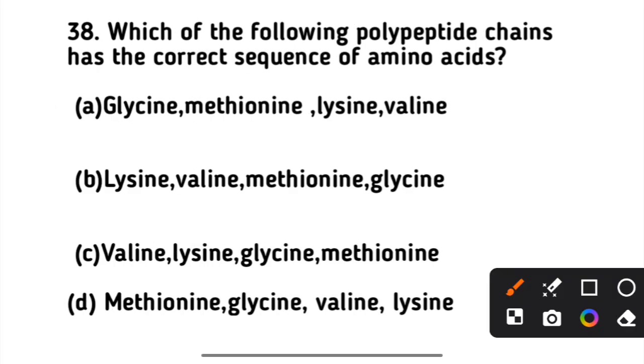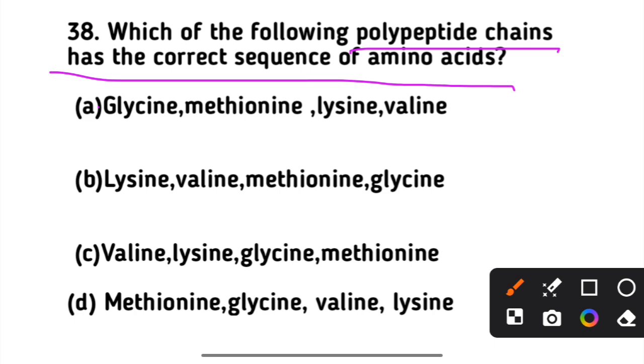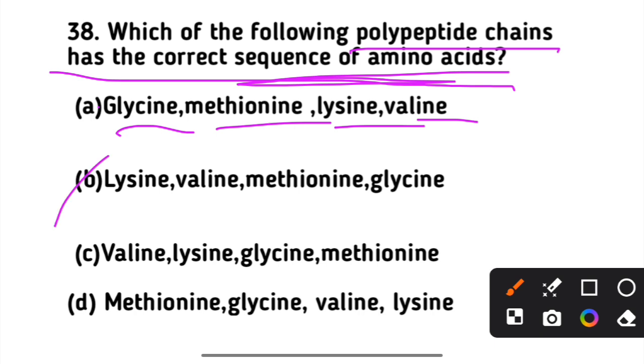Next, which of the following polypeptide chains has the correct sequence of amino acids? A, glycine, methionine, lysine, valine. B, lysine, valine, methionine, glycine. C, valine, lysine, glycine, methionine. Option D is correct: methionine, glycine, valine and lysine.